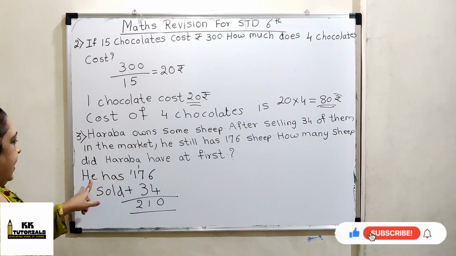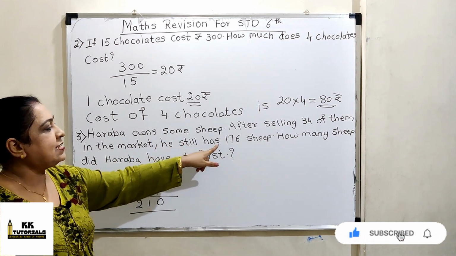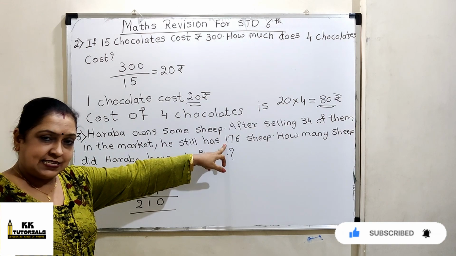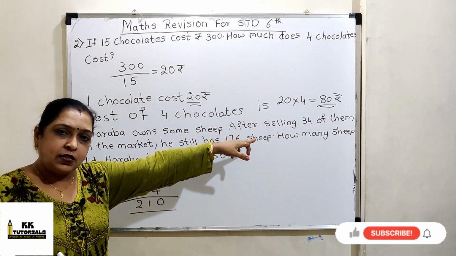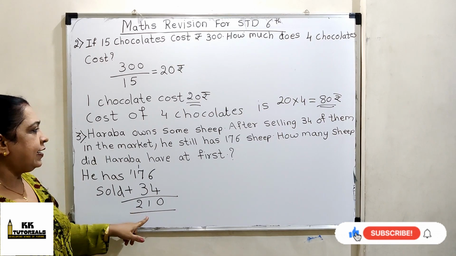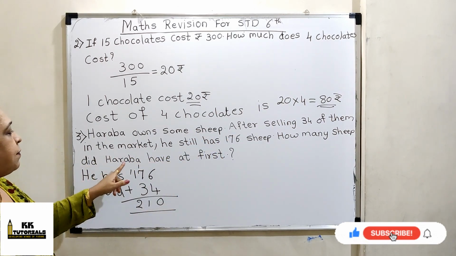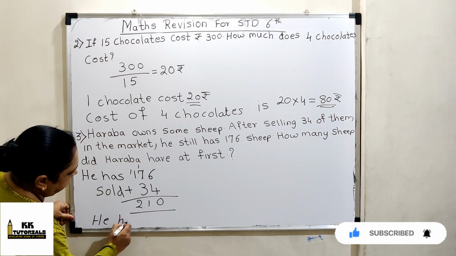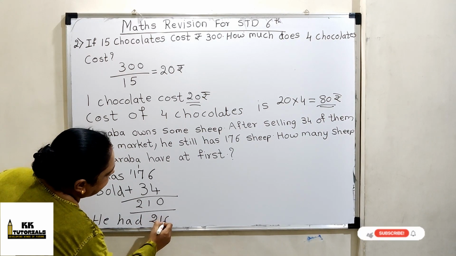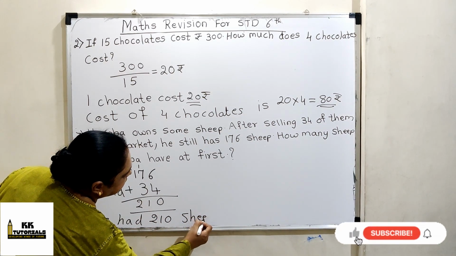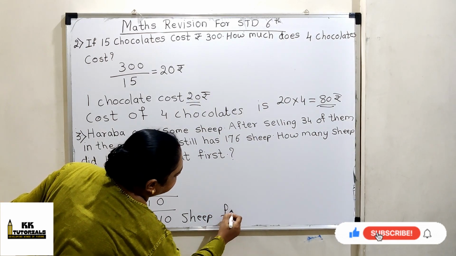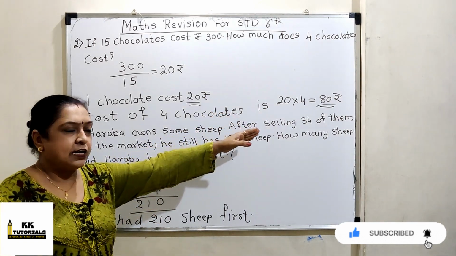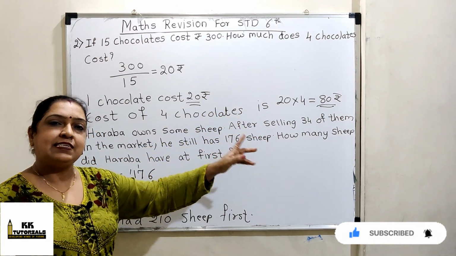Understood what I did? See, they have given he still has 176 and he sold 34. That means 176 he is having at present plus he sold 34, together 210. So they have asked how many did Harappa have at first. That means he had 210. He sold 34. Still he is having 176. Understood?